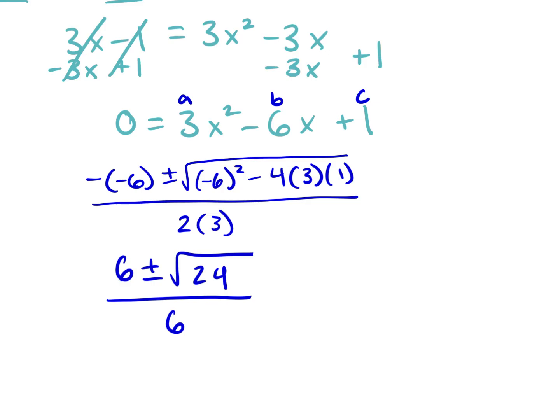Now remember, you can't simplify in this step. You have to simplify the square root first. You can't divide into the square root. We have to break down the square root first. So let's break down the square root. What are 2 factors of 24? 6 and 4. 2 factors of 6? 3 and 2. 2 factors of 4?